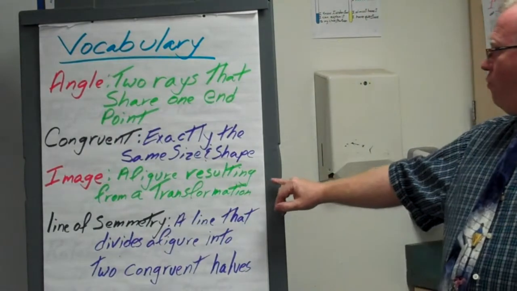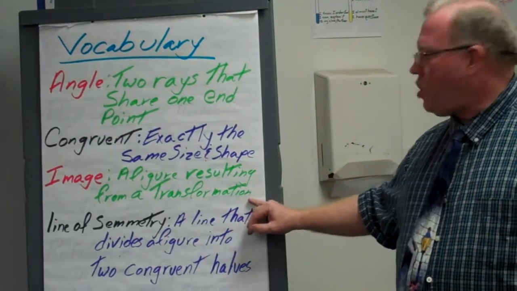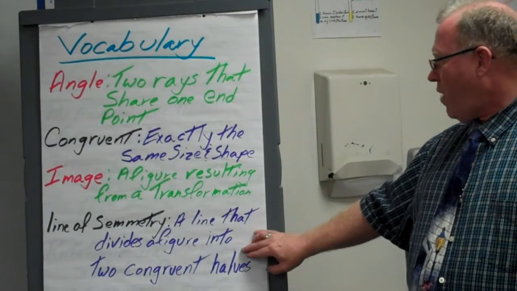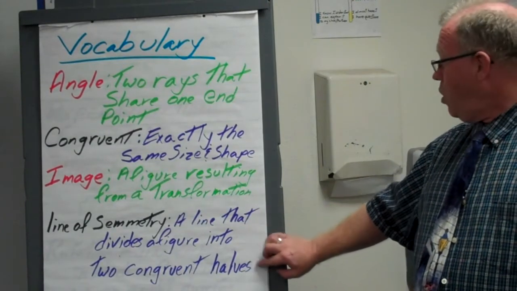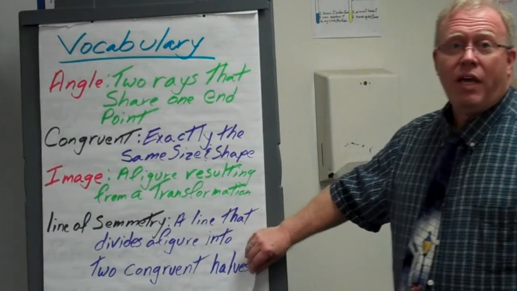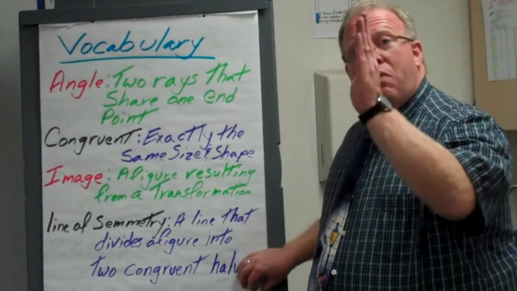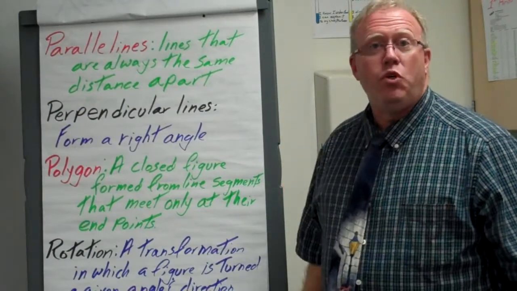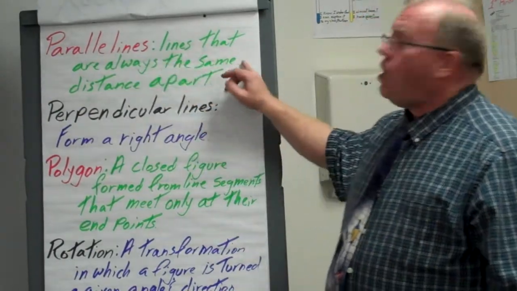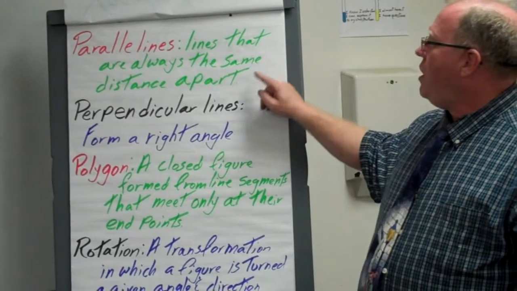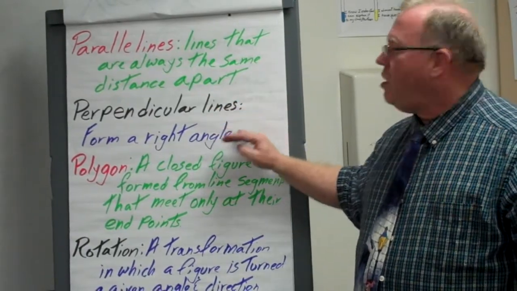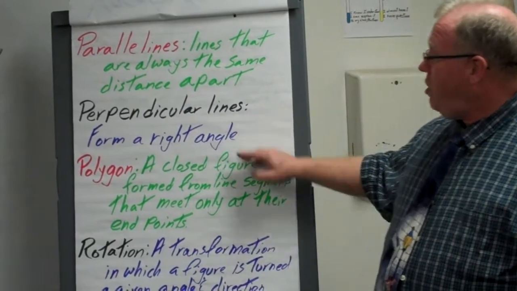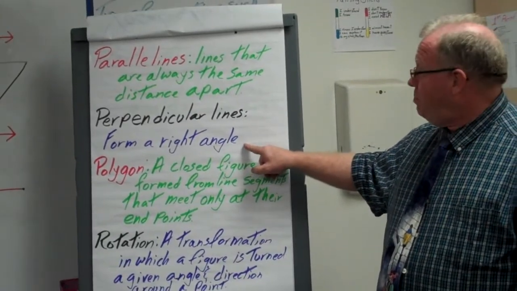Image. An image is a figure resulting from a transformation. A line of symmetry. A line that divides a figure into two congruent halves. Okay, so we've got that whole and we've cut it in half directly in the center, and that is the line of symmetry. Parallel lines. Lines that are always the same distance apart. They're never going to intersect. Perpendicular lines, they form a right angle.